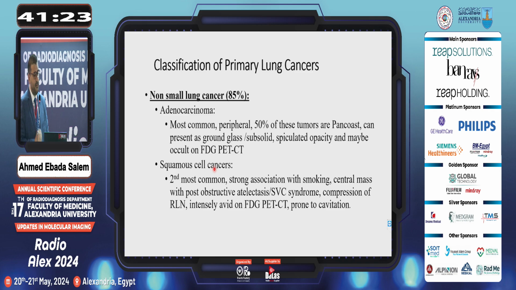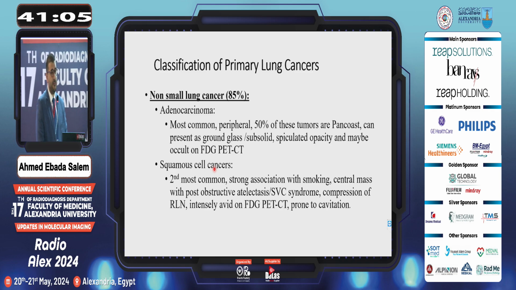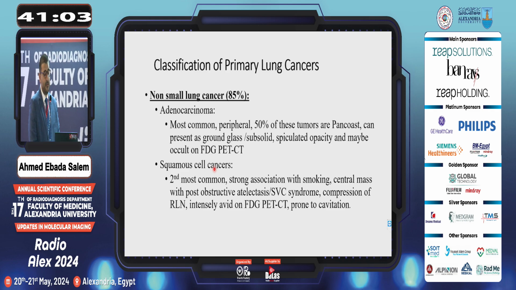Classification of primary lung cancer. So non-small cell lung cancers represent 85% of all lung cancers. Adenocarcinoma has now replaced squamous cell carcinoma and is considered to be the most common type of lung cancer, representing almost 50% of lung cancers. It can be solid, ground glass, or spiculated. If it's solid or ground glass, usually PET-CT will be limited in evaluating those cases.